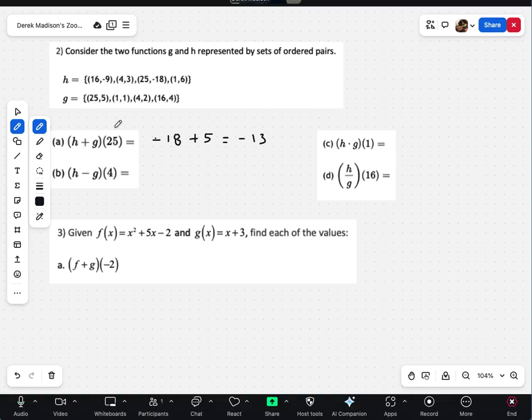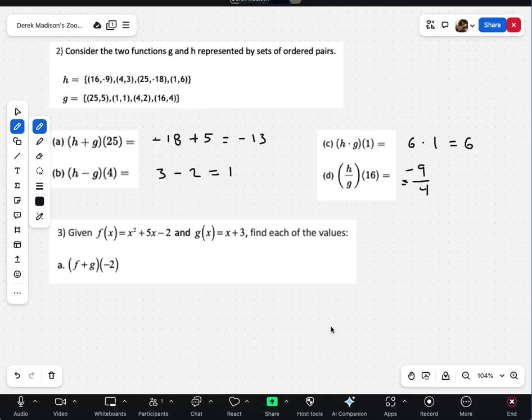This time we're evaluating at 4, so H evaluated at 4 would be 3. And then take away G evaluated at 4, which would be 2. So that one comes out to 1. Same thing here, multiplication, division. So H evaluated at 1 is 6. And G evaluated at 1 is 1. So 6 times 1 is 6. And then same thing, but now division this time. So H at 16 would be negative 9. G at 16 would be 4. And that doesn't simplify, so that is how we would leave that.